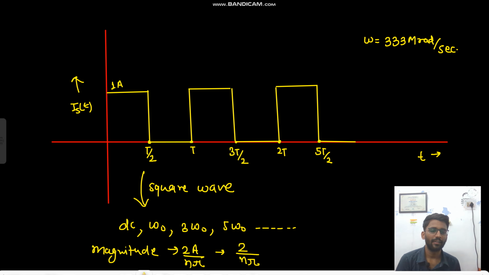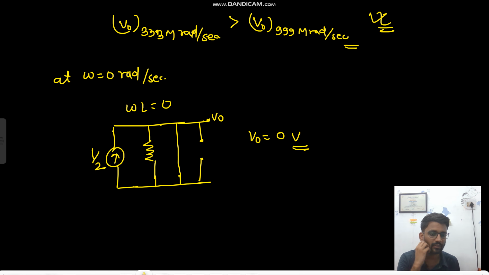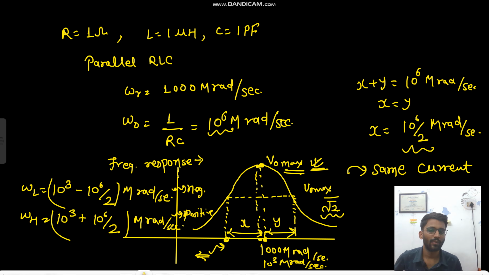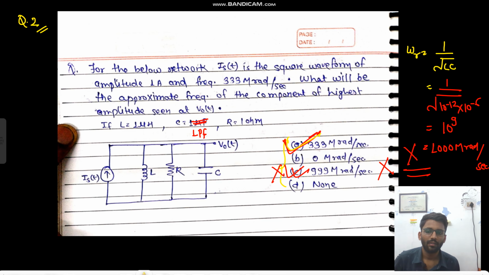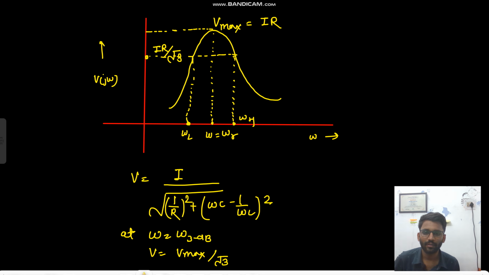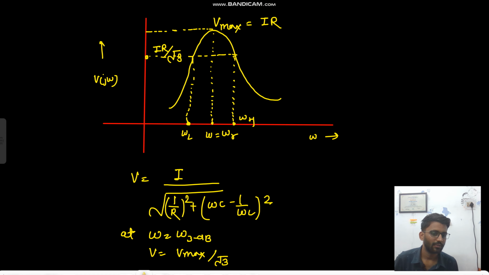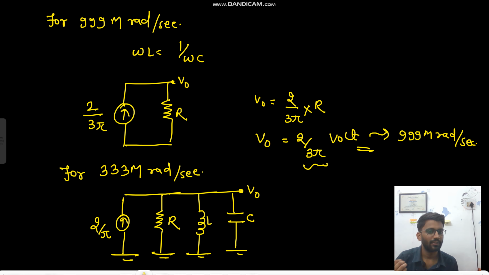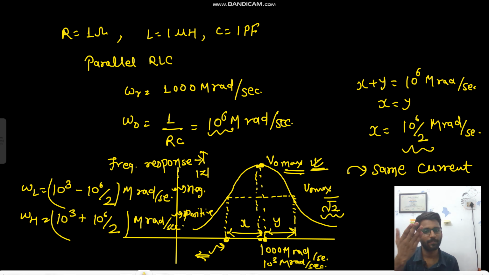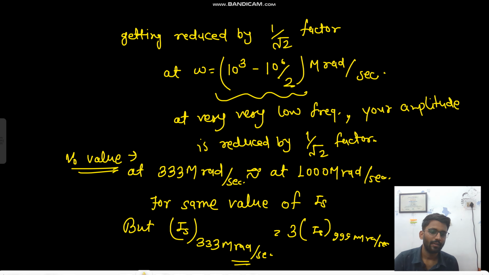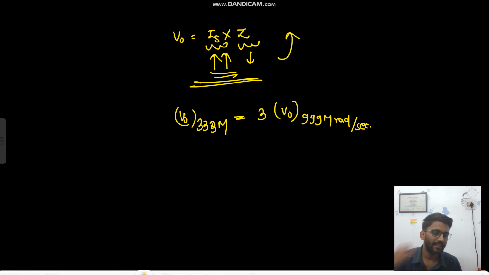333 mega radian. If I have shown this voltage waveform here, you could have simply drawn the waveform of Z. Like the waveform of Z would be the same, right? If the waveform of Y is something like that, then the waveform of Z will be the same. So your Z is not getting decreased much, but your I is getting increased by 3 times. That's why your voltage will be larger at 333 mega radian per second.